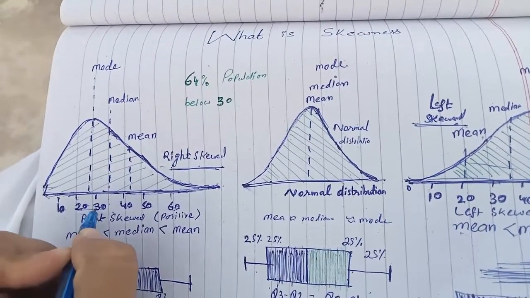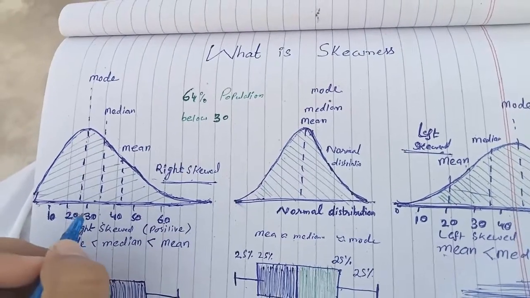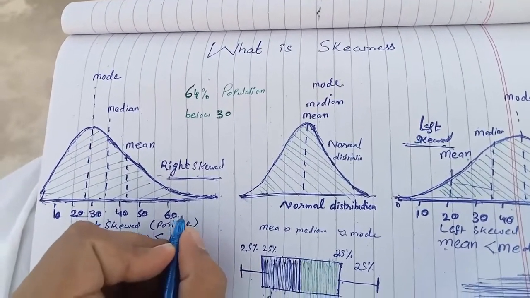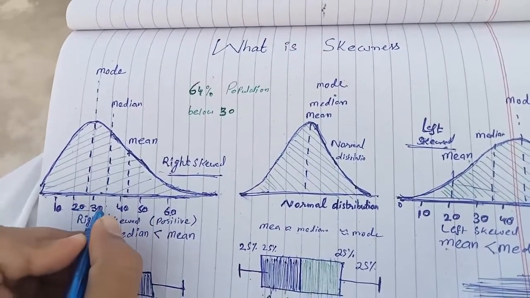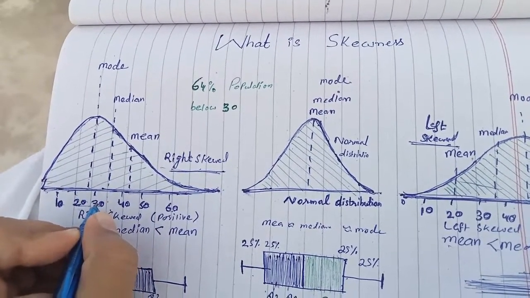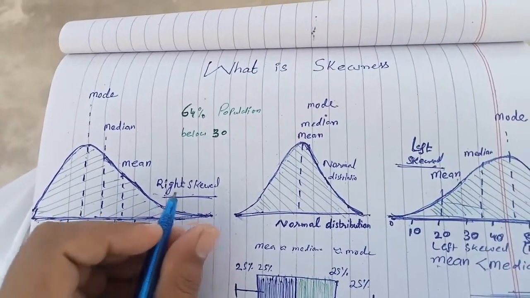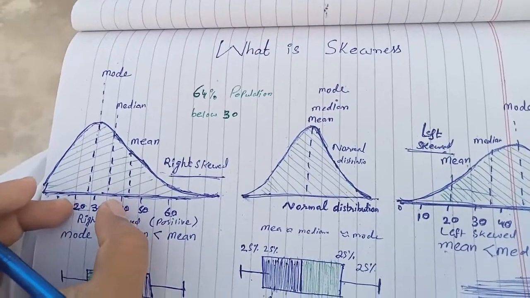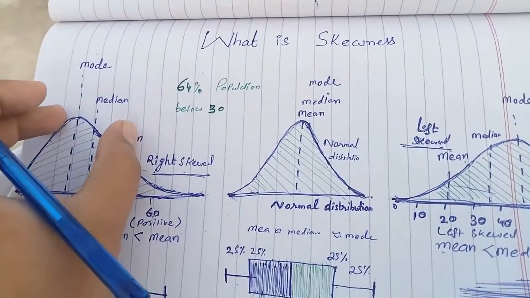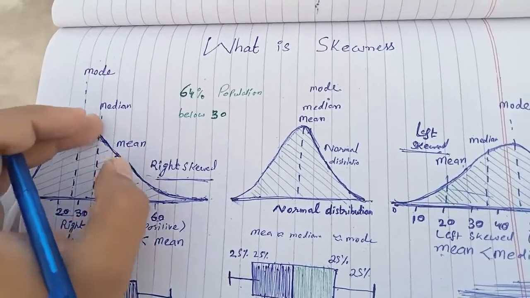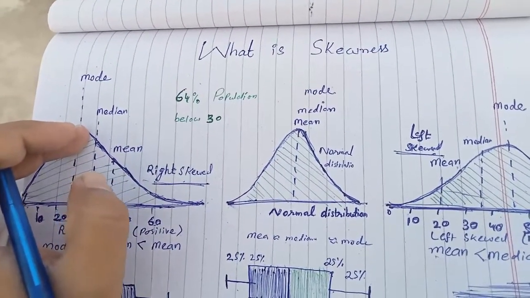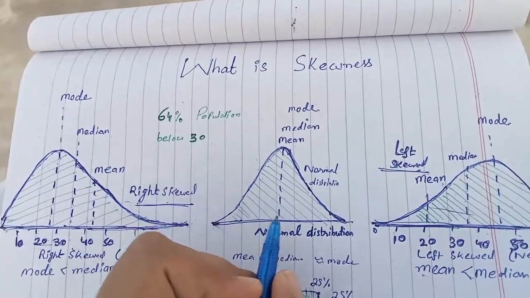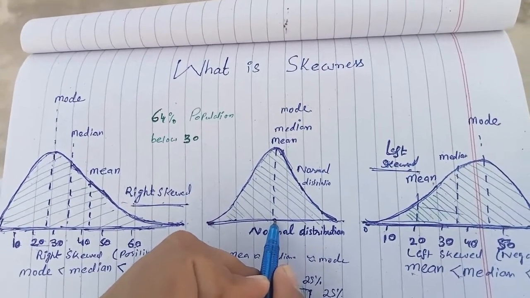Here you can see 20 and 30 are low values compared to the greater ones. So in the right skew, there will be a lot of data at the lowest values. Between 20 and 30 there is a lot of data, and that is the reason why there is a hump. In the normal distribution, you can expect much of the data at the center.